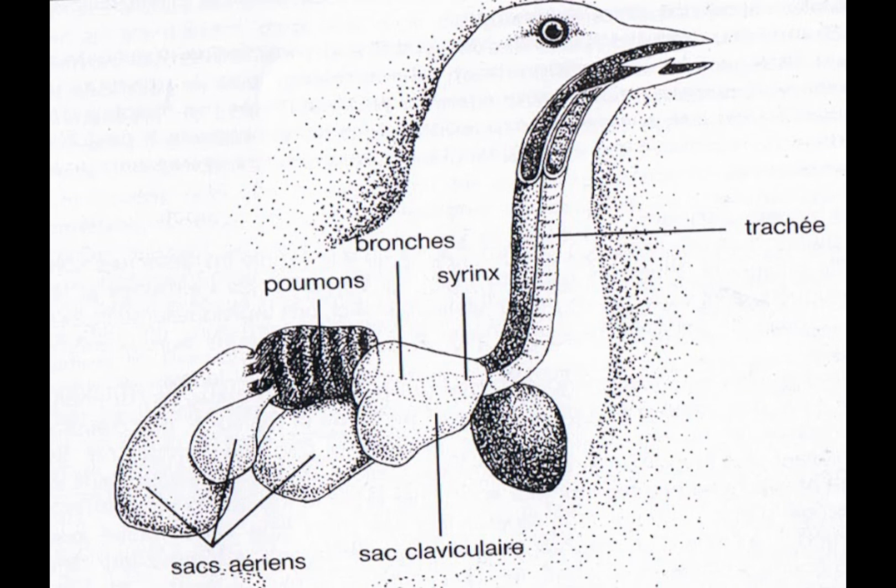And obviously we know the syrinx works just as well as our voice box, because there are birds today, corvids and parrots, that are able to talk just like people. Oh yes.